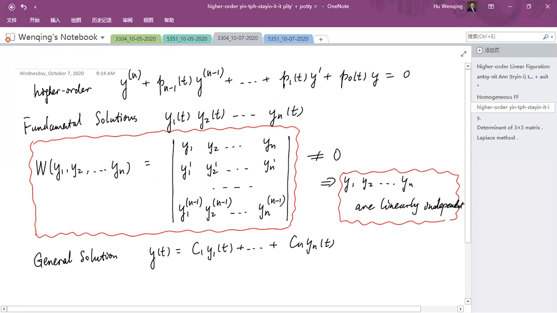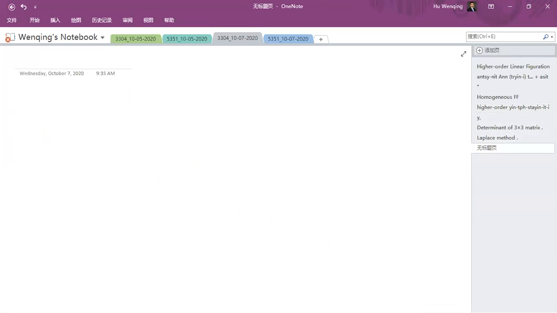The second thing is about linear independency. The second thing is about why these functions are linearly independent, right? So where does this notion come from? Now let us look at the linear combination.